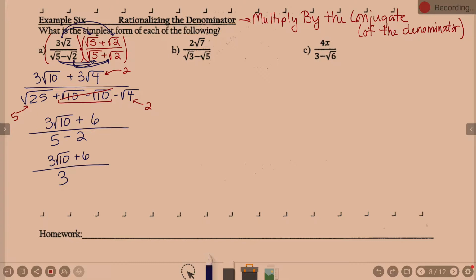3 does divide into 6, doesn't it? Yeah. And 3 divides into this 3 out in front of the radical. Yes. It has to be able to divide into both terms to do this. Otherwise, if it only divided into the 6, we'd have to stay here. But since this 3 divides into the 6 and into the 3 square root of 10, I'm going to go one more step. 3 square root of 10 divided by 3 is just going to become square root of 10. Plus 6 divided by 3 is going to become 2. So square root of 10 plus 2. And you could also say that is 2 plus the square root of 10.